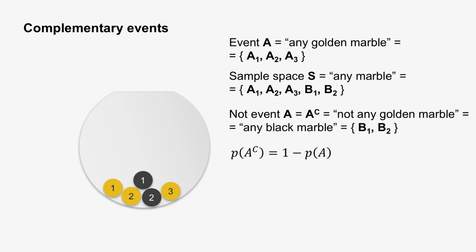Again, all this might seem simple and obvious, but in many cases it's really effective to involve complementary events when solving problems. And please note, the complementary event and the event itself must be mutually exclusive for this to hold true. In this case, it works since events A and B are mutually exclusive. There are no overlapping sets. A marble is either golden or black.